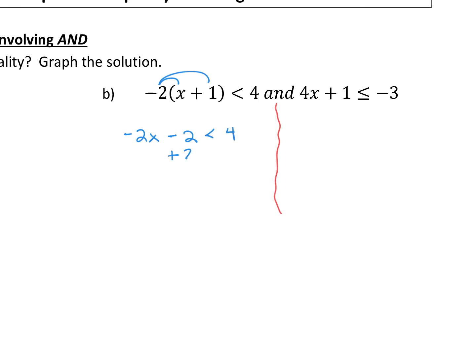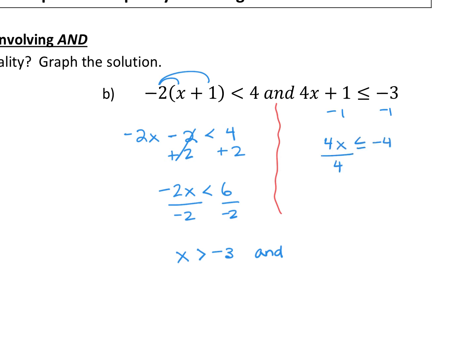We will add 2 to both sides first. Negative 2x is less than 6. Divide both sides by negative 2. Now we are dividing by negative, so that's going to switch our inequality to be greater than negative 3. Carry down your and then we're going to solve this one. We'll start by subtracting 1 from both sides. 4x is less than or equal to negative 4. Divide both sides by 4.